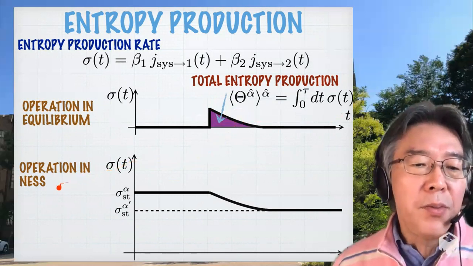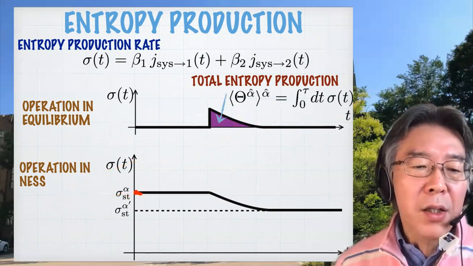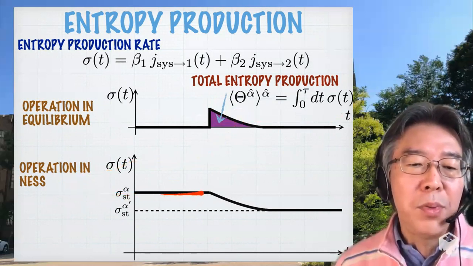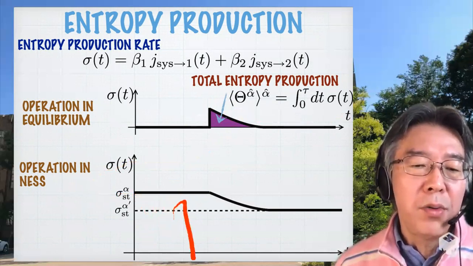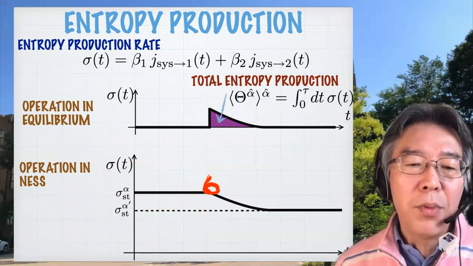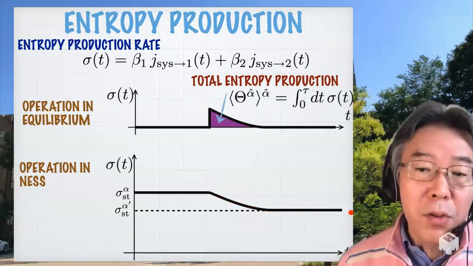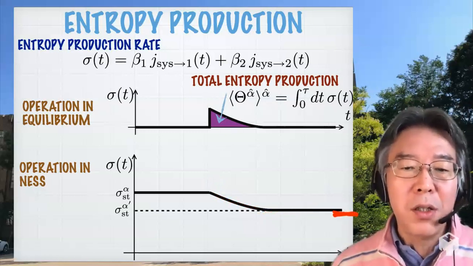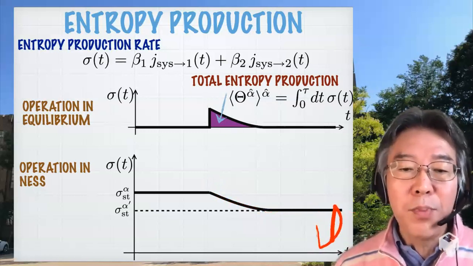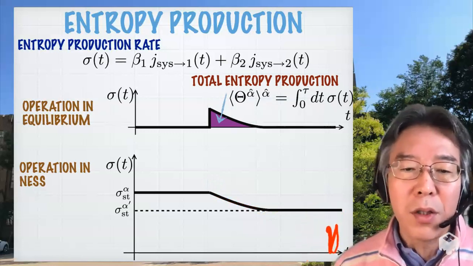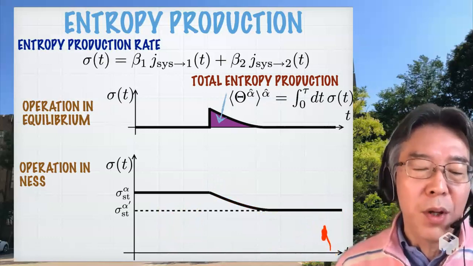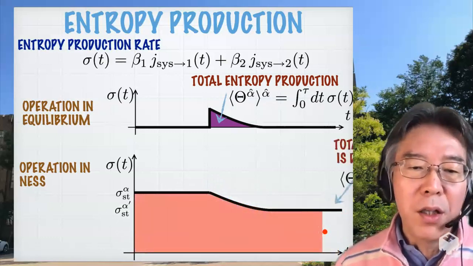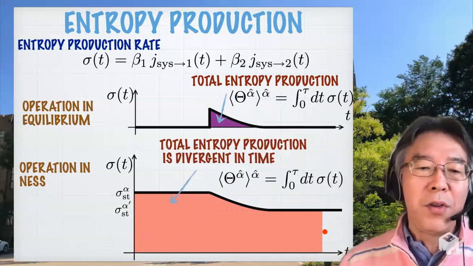Now, this is a case of NESS. You start with a NESS, so no operation, everything is steady, but you always have non-zero entropy production. Here you make an operation, some relaxation process. Here the system has relaxed to a new NESS. Nothing changes, again steady, but still you have to pay this amount of entropy production rate. So you always have to pay some amount of entropy production rate. So if you integrate this, of course, you get some diverging quantity.